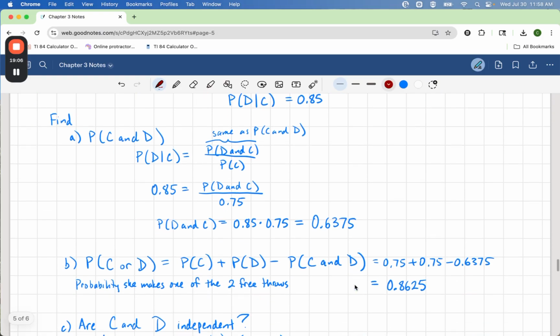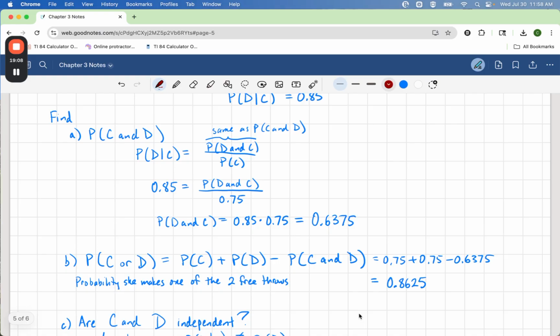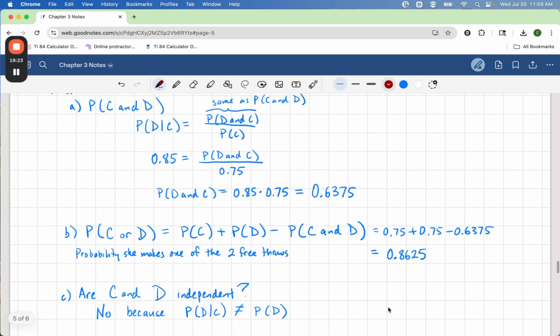So then the probability of C or D, the probability she makes one of the two free throws: we add the probability of C plus the probability of D, and subtract off the probability that she makes both. So the probability she makes one of the two is 0.8625. Are they independent? Heck no. Probability of D given C doesn't equal the probability of D, so they're not independent.